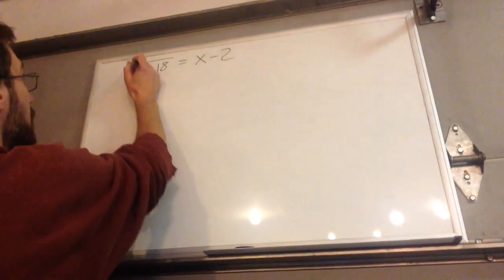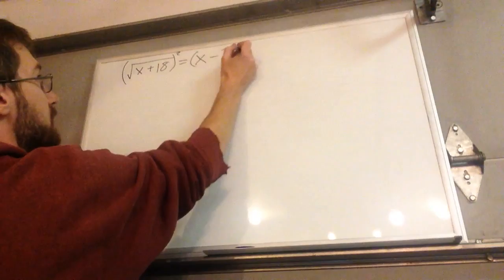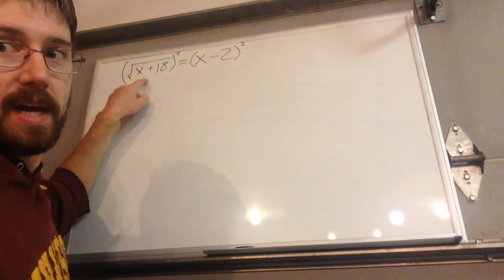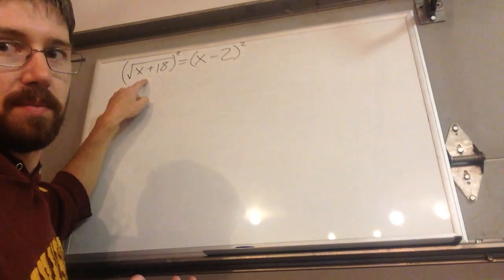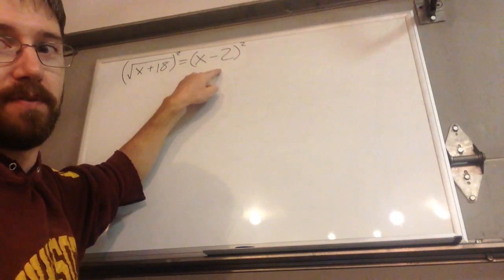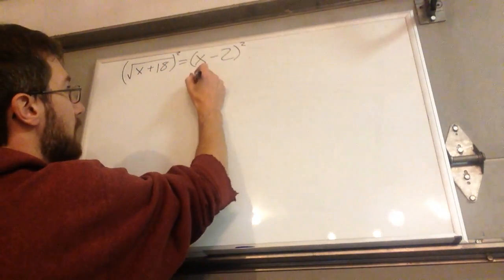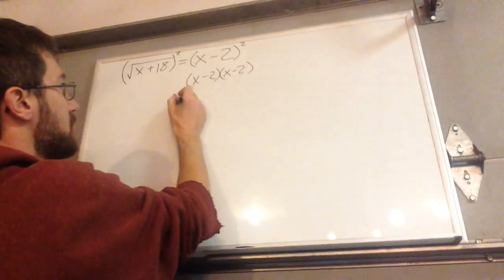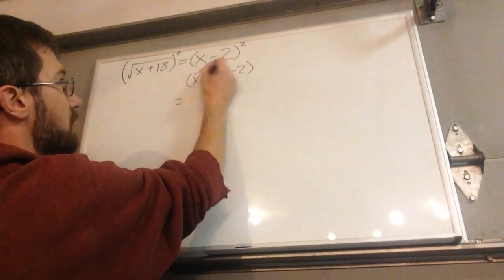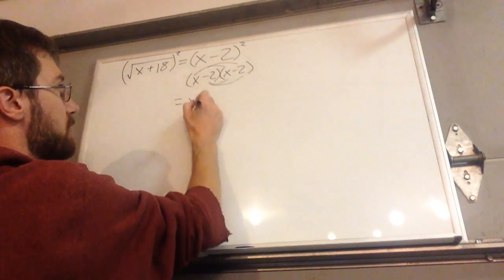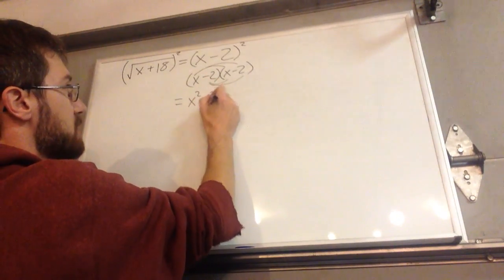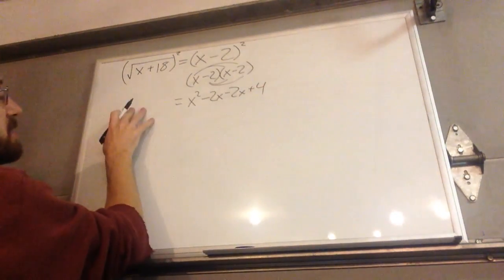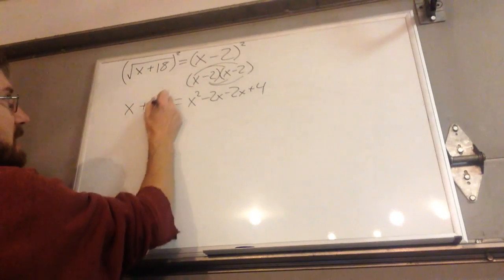So, let's get ready to square stuff. Now, on this side, the squaring just gets rid of the radical symbol, the square root symbol. But over here, now I got to do a little bit of foiling or use the box method. X minus 2 squared is x minus 2 times x minus 2, which is going to be, when I FOIL these out, x squared minus 2x minus another 2x plus 4. And on my other side here, it's just x plus 18.